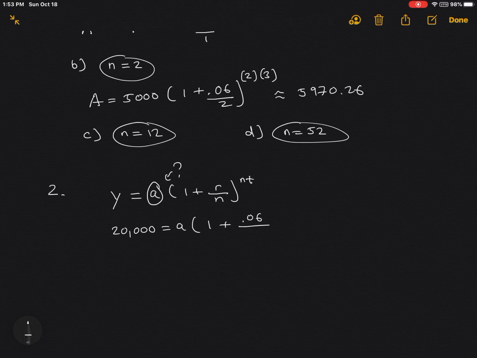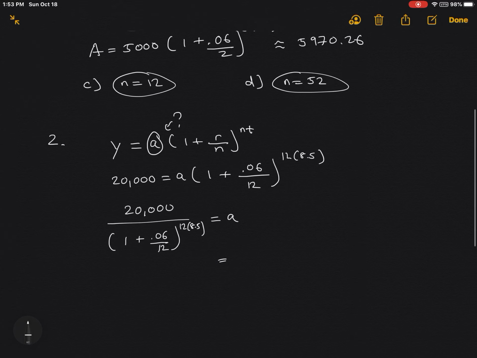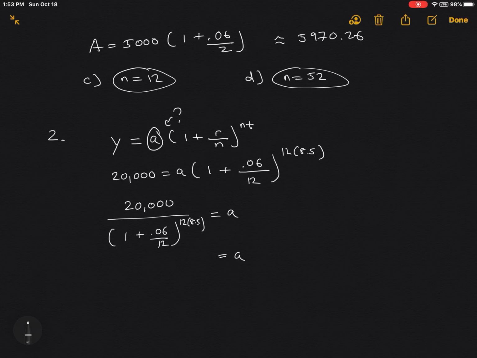It just happens that the rate for the first 2 problems is the same. It does not mean it's always going to be 6%. Compounded monthly, we know N is 12. And over here you have 12 times 8.5. 8.5 is my number of years. So all I need to do is get A by itself. Take 20,000 and divide by whatever you get for this mess, 1 plus 0.06 over 12 to the 12 times 8.5. If you solve for A, use your calculator, you'll get $12,025.